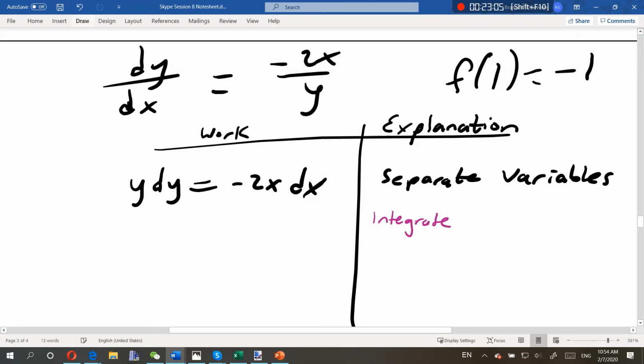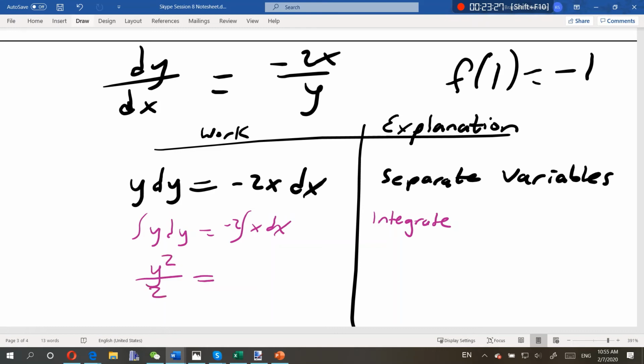Okay, let's do this. So this will be the integral of y dy equals the integral of negative 2x dx. What happens when I integrate y in terms of y? Y squared over 2. Y squared over 2 equals what? Minus 2 x squared over 2.